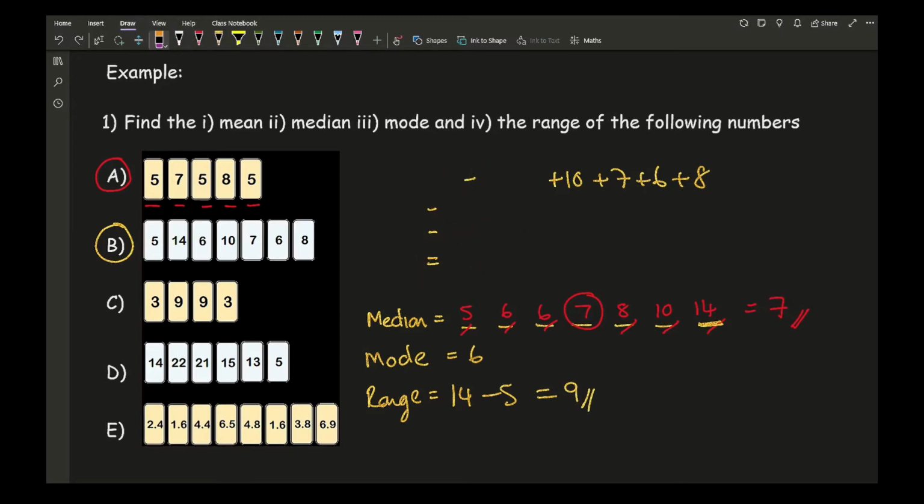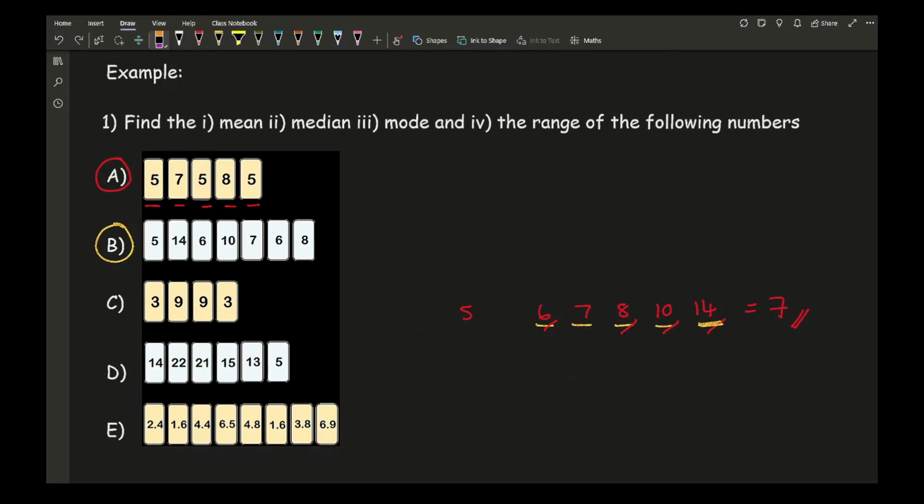Now the main difference between questions A, B and C is that with C, we've now got an even number of numbers in our data list. So let's have a look at what we do here. Generally speaking, it's going to be exactly the same, but the only difference is when we're working out the median.